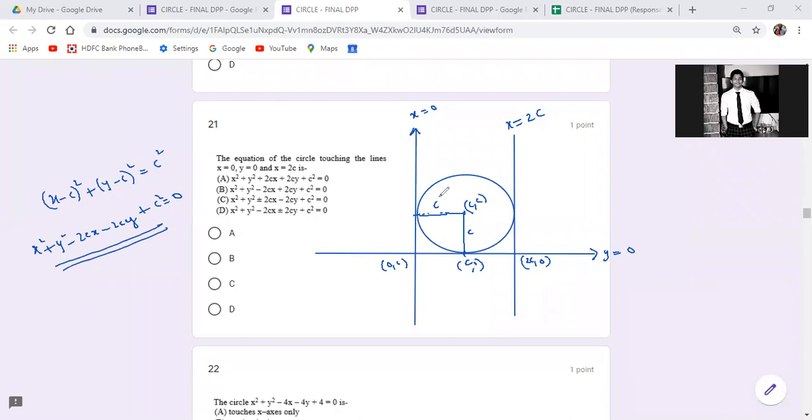I'll draw it. You can find a circle like this. So the center of the circle will have x coordinate c, y coordinate will be minus c. So there will be a plus or minus c. Okay, yes, sir. Understood. That is D. Everybody followed? Yes, sir.